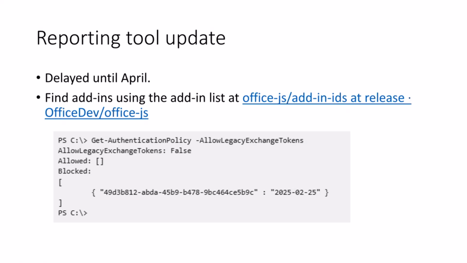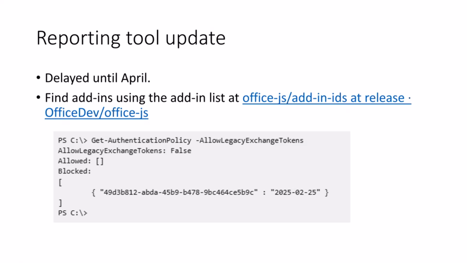It returns whether or not the switch is set, false or true, in terms of whether you've turned tokens on or off. And there's an allowed and a blocked list. If the reporting tool is on your tenant, you'll see those get populated with any add-ins that requested an Exchange token, and whether they were blocked from that token or allowed the token. So it's a nice tool to track down any add-ins that might still be using Exchange tokens that you need to get moved over to NAA.